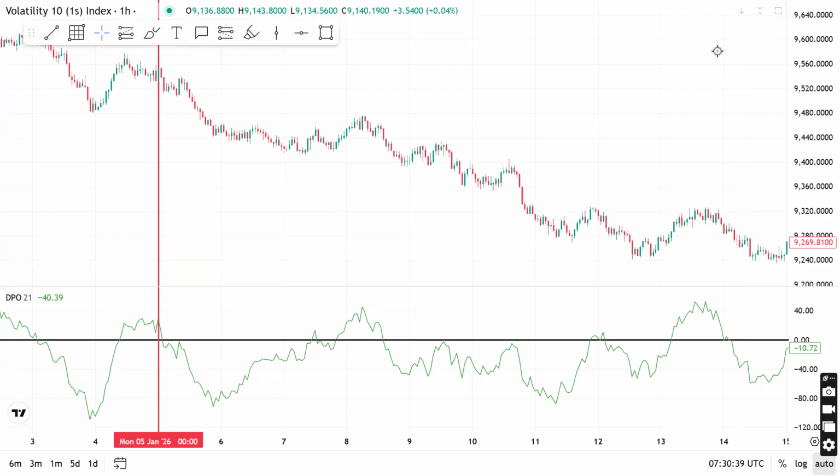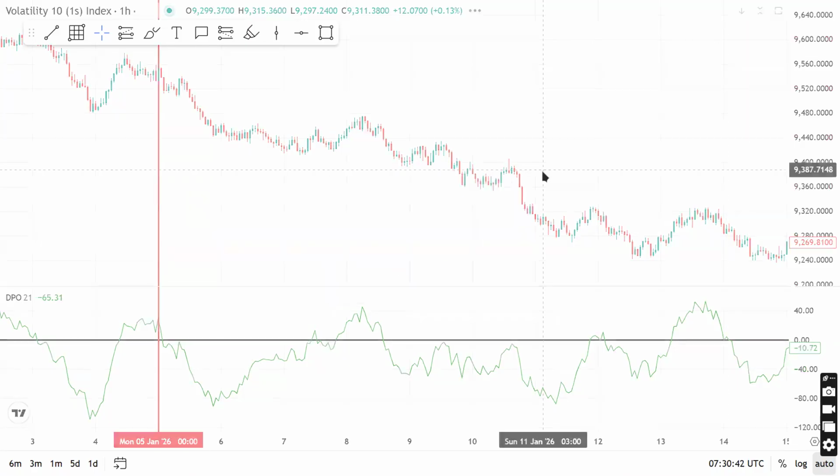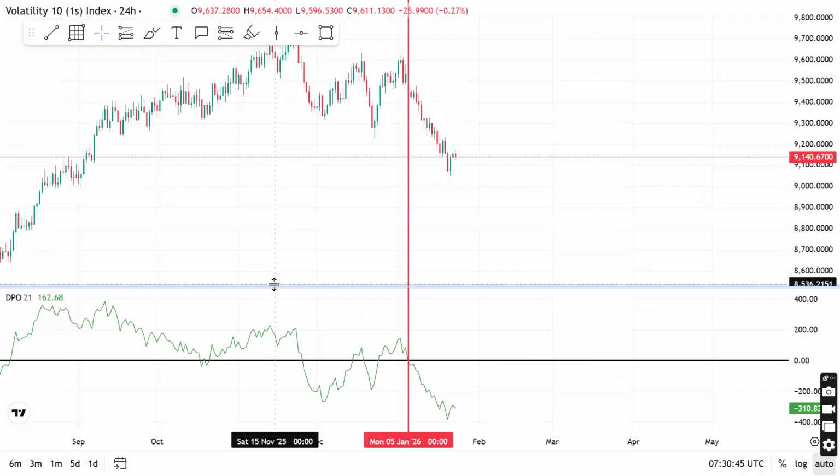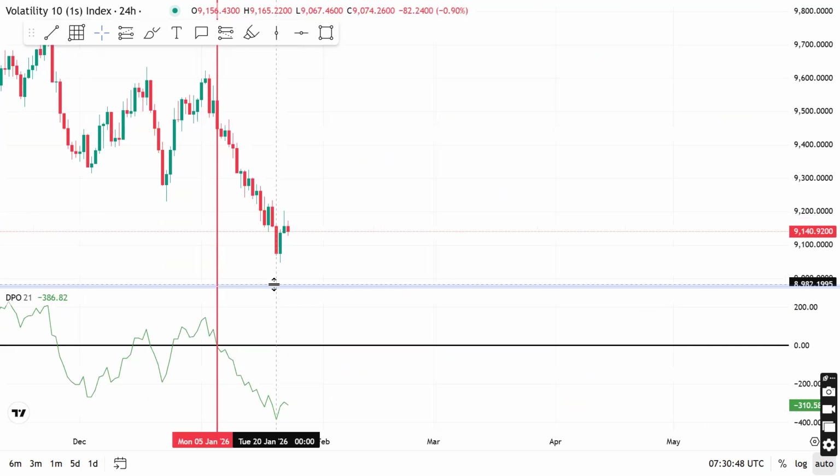All right. So now, like I said, 24 hours, daily. Remember the rule: 24 hours bias, 1 hour entry. 4 hours analysis, 30 minutes entry. 1 hour analysis, 15 minutes entry, isn't it? Then 30 minutes higher time frame bias, 5 minutes entry.